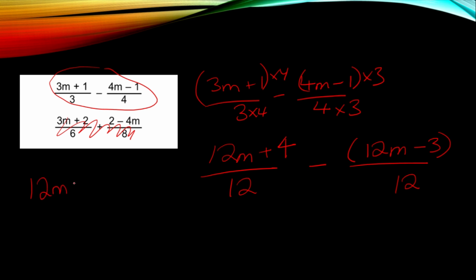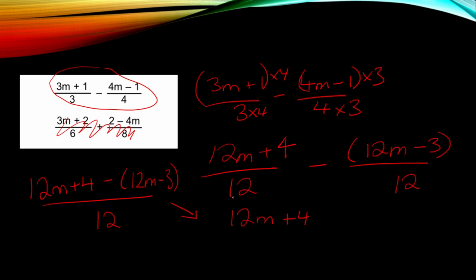So 12m add 4 minus 12m minus 3, all over 12. Now we want to expand the bracket here. So we've got 12m add 4. Now we need to times the negative by 12m and times the negative by -3. So minus times 12m is minus 12m, and negative times -3 is a positive 3. And Will, you're right again.